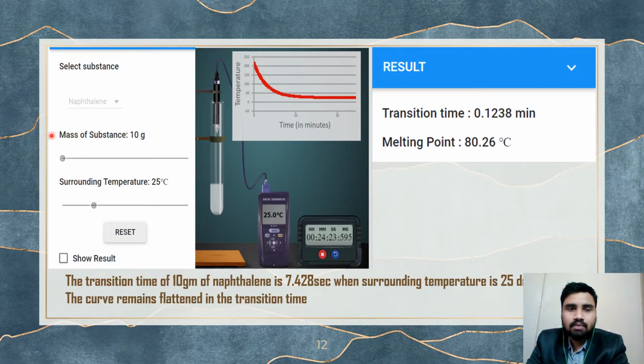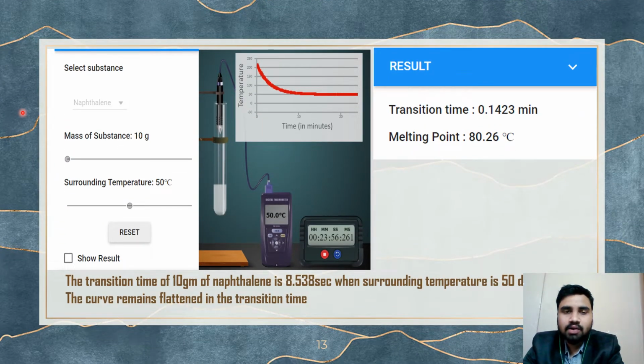During the second step, we have kept the mass of substance constant as 10 grams and increased the surrounding temperature to 25 degrees centigrade. And we found out that the transition time of 10 grams of naphthalene is 7.428 seconds when the surrounding temperature is 25 degrees. The curve remains flattened in the transition time.